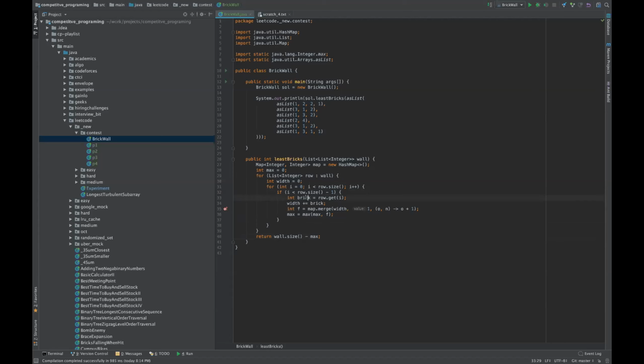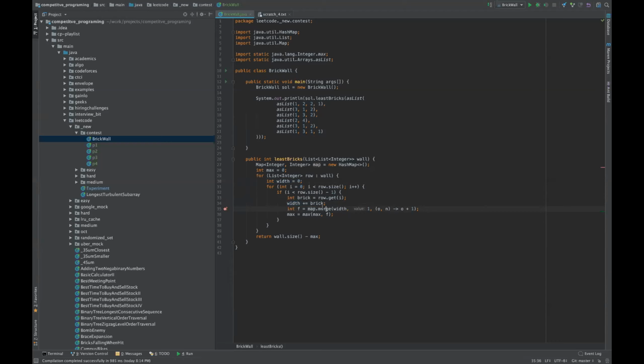So then I have to find out the number of bricks that are ending at that particular gap. Then I have simply done width plus equal to brick, because I am calculating prefix sum on the fly. Because if you calculate prefix sum at the start, then you will have to do some extra work. So each time I am initializing width equal to 0 for each row. Then as soon as I go further in that row, I just do width plus brick. So this way I am able to maintain prefix sum on the fly.